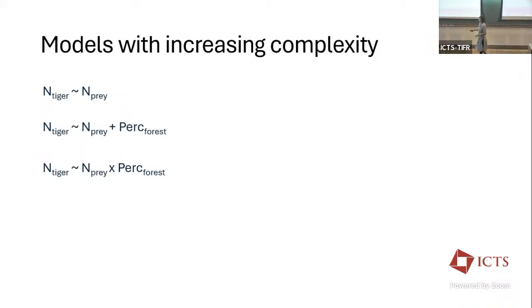If there is no forest, there can be 1001 prey, but there will be no tigers, for instance, as an example. Actually, what makes the difference when prey is added with the percentage of forest, or prey multiplied with the percentage of forest? It means that the impact of the number of prey on the number of tigers will be different when there is less forest and when there is more forest.